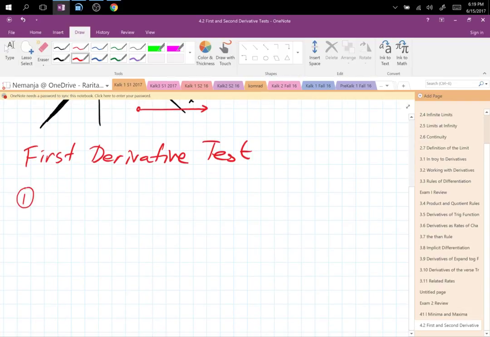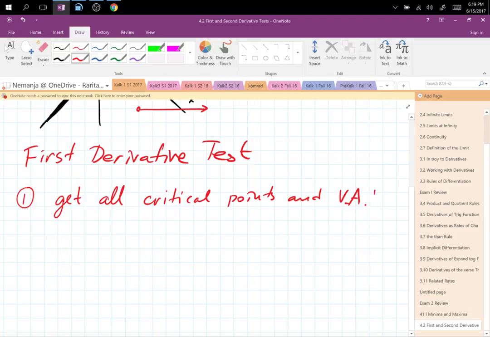Number 1, get all critical points and vertical asymptotes. Now you know how to find critical points, right? You will set the first derivative equal to 0 and figure out where the function is not differentiable. So all of that good stuff from the previous section. And then also you need to know the vertical asymptotes.